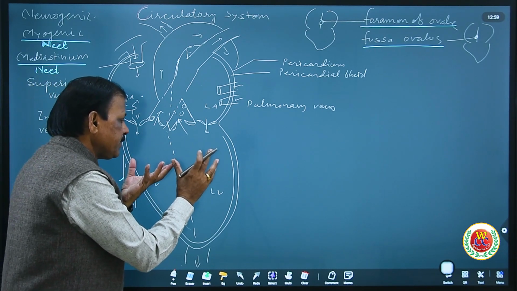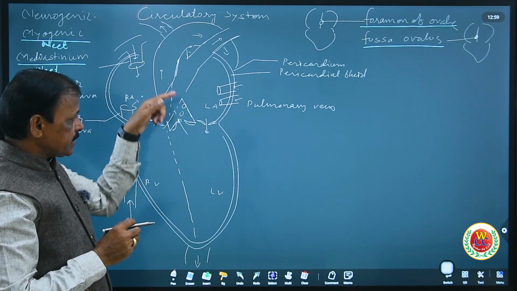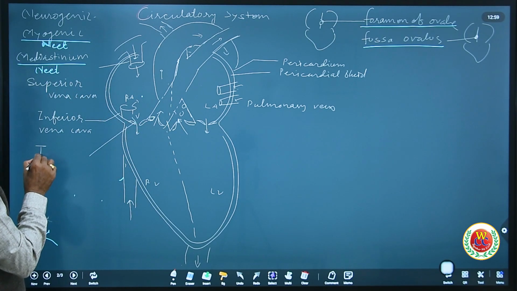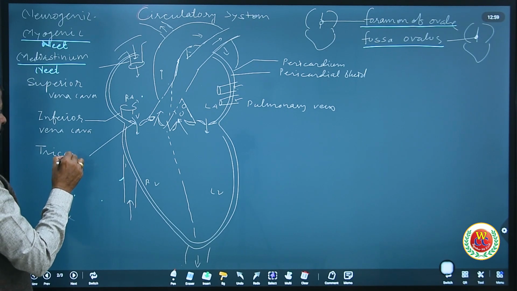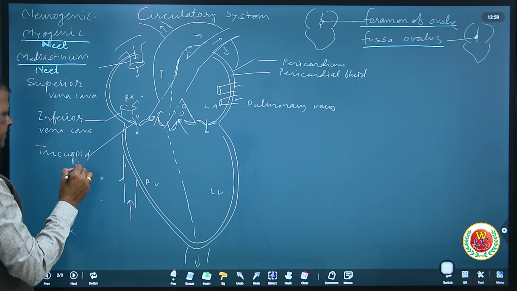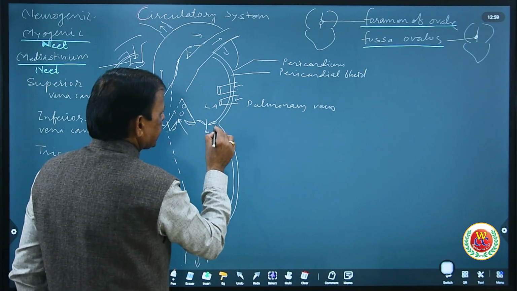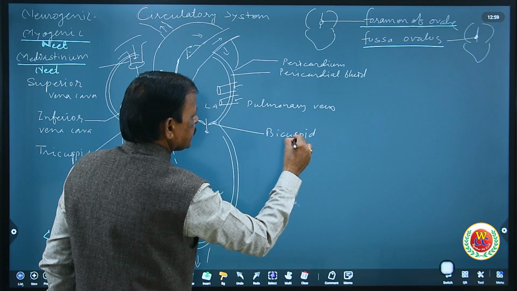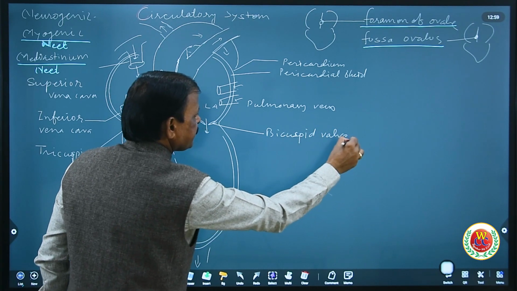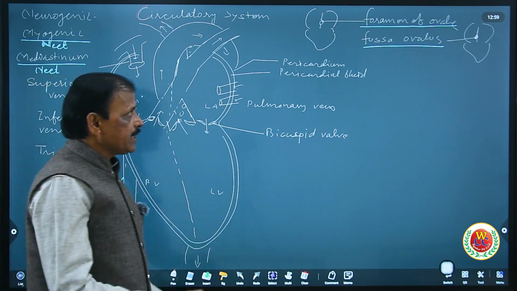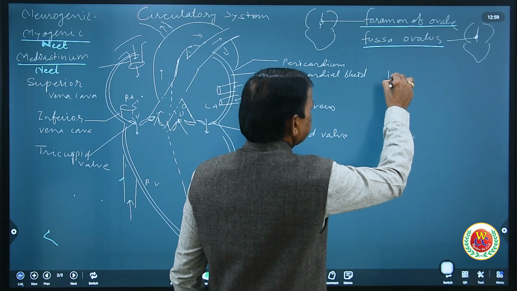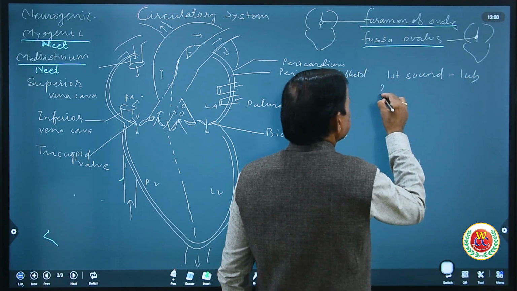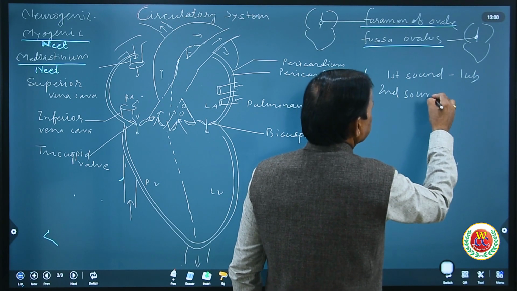Now, when ventricles begin to contract and auricles begin to have the second cycle, these two valves get closed. What are these valves? This valve is called tricuspid valve, and this is a bicuspid valve. These two valves get closed and produce the first sound called lub. So there are two sounds. First sound is called lub, and second sound is called dub.